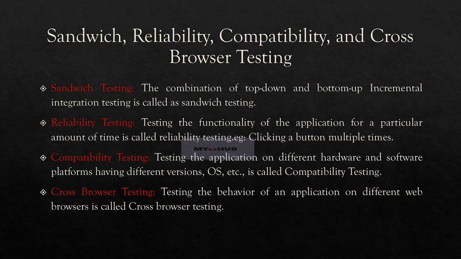The combination of top-down and bottom-up incremental integration testing is called sandwich testing. As we discussed in the integration testing video, in the top-down approach, we generally pick the bigger module and then integrate the smaller modules in order to test the application. And in the bottom-up approach, we generally pick the smaller module first and then integrate the bigger modules one by one.